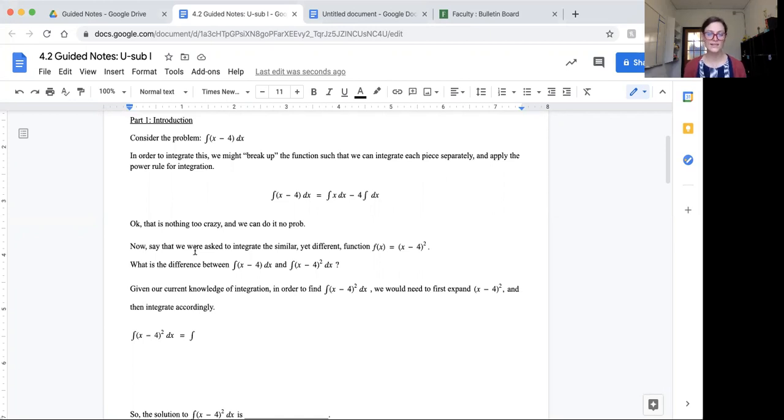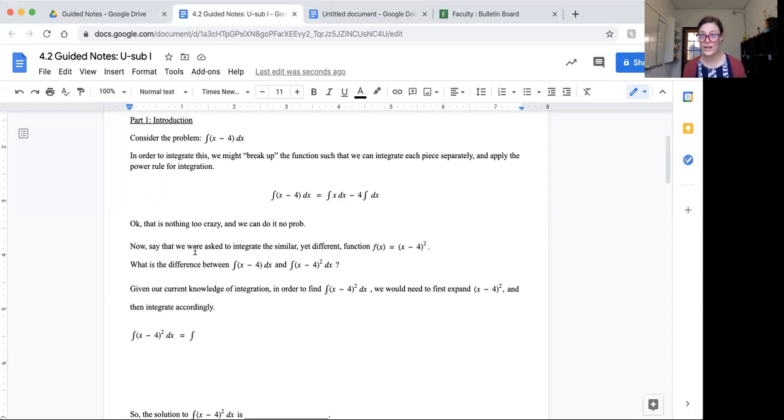Now, say that we were asked to integrate the similar yet different function f of x equals x minus 4 quantity squared. So what is the difference between x minus 4 and x minus 4 quantity squared? And then what is the difference between taking the integral of those two functions? Hopefully you thought about that for a second. And you realize that the integral of x minus 4 quantity squared has become a composite function. And composite functions, we know, kind of throw a wrench in things, right?